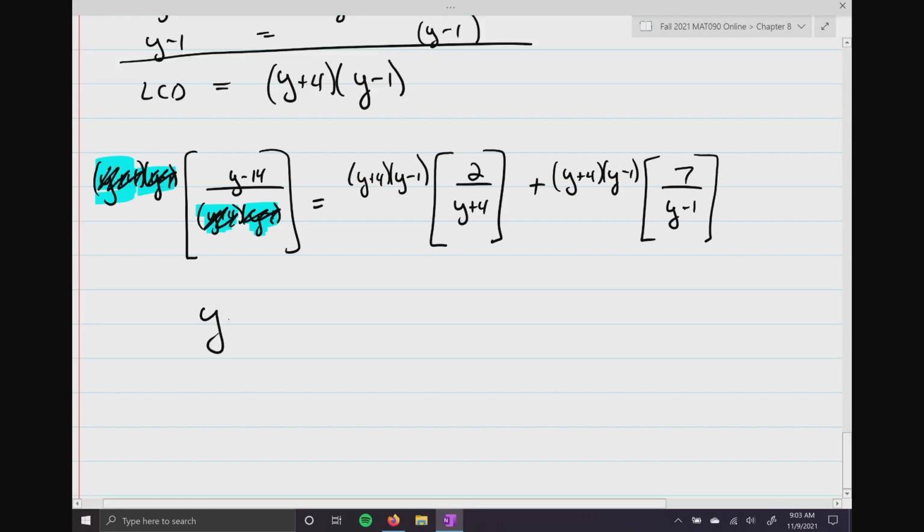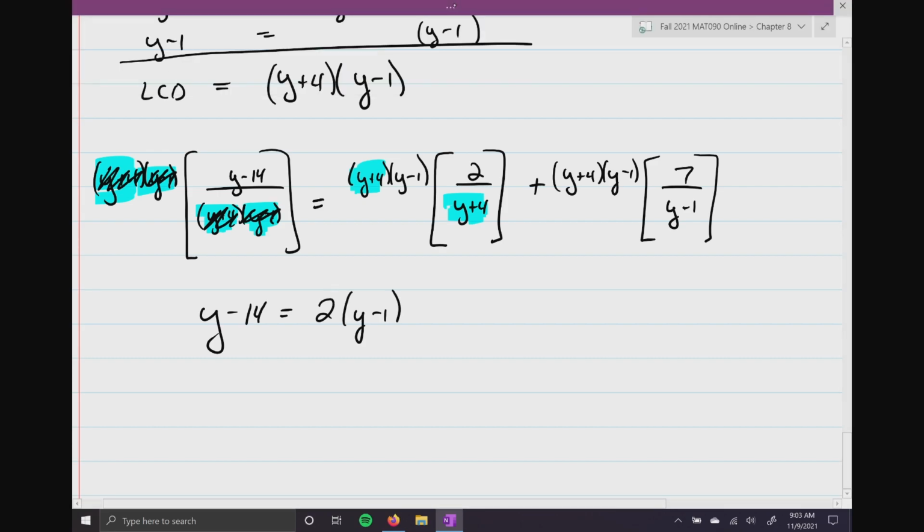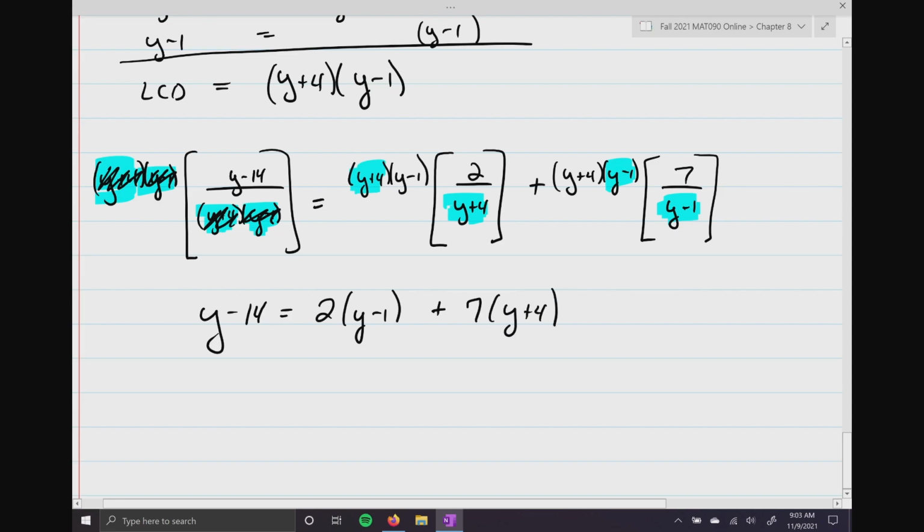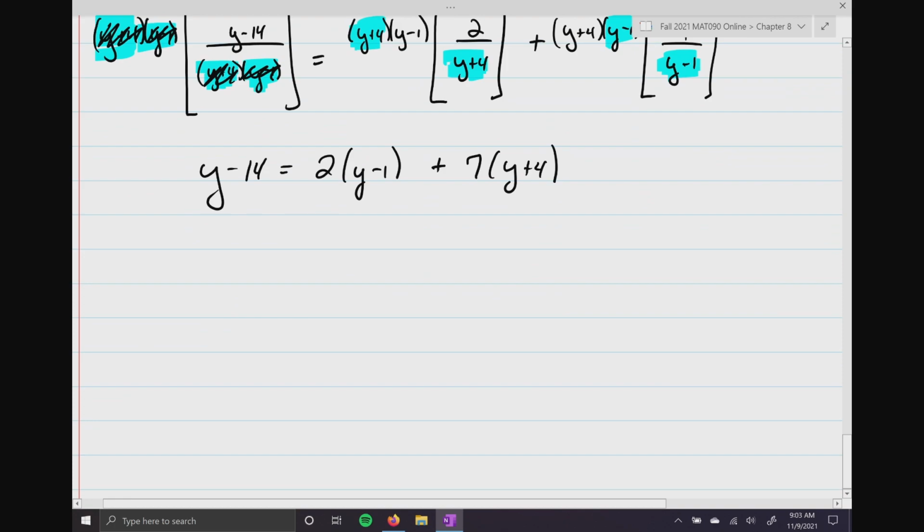And I'm left over with y minus 14. On the right-hand side, we got a y plus 4 and a y plus 4. They reduce. I write whatever's left over, 2 times y minus 1. And then finally, y minus 1 in the numerator, y minus 1 in my denominator. So that's going to give me plus 7 times y plus 4. Now from here, we're just going to clean everything up. y minus 14 equals 2y minus 2 plus 7y plus 28.